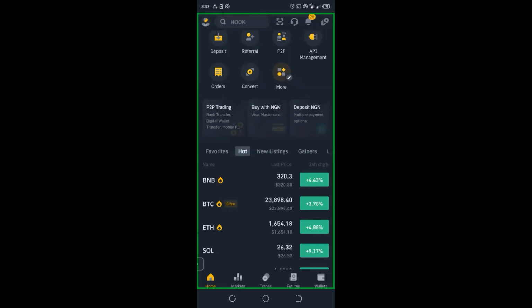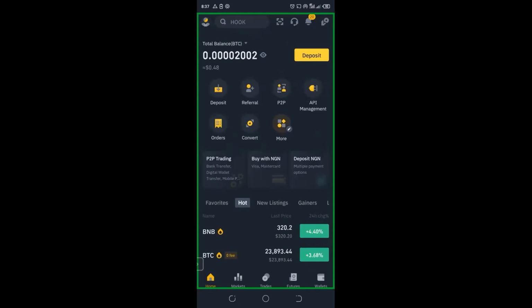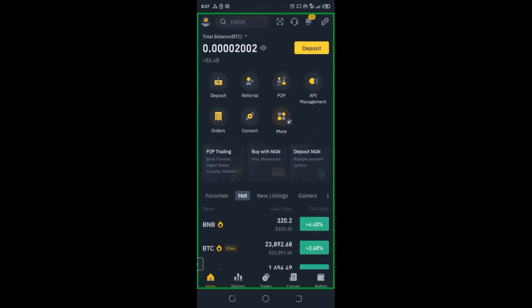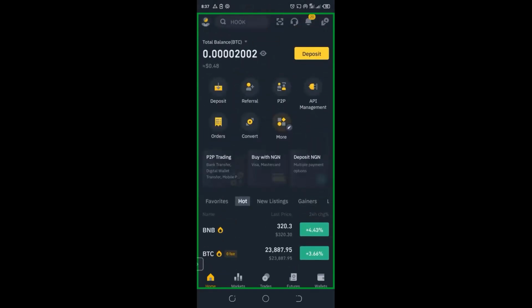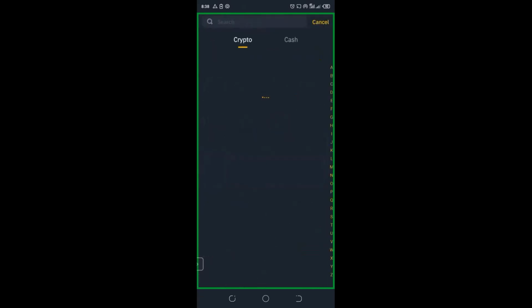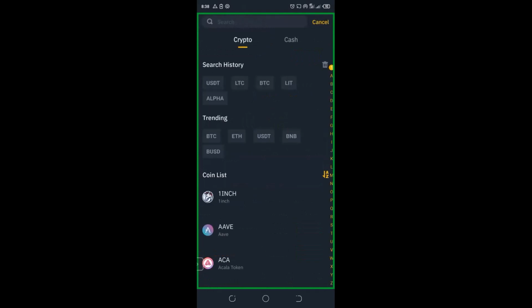Now, how do you properly use this Binance? Just look at this interface. If you click on home, it brings you to this first interface. The first thing you see is deposit, referral, P2P, API, others, convert, and more. The first thing you want to do is deposit money into your Binance account, so that you have the power to buy and sell anything. You click on deposit, and it takes you to this interface.